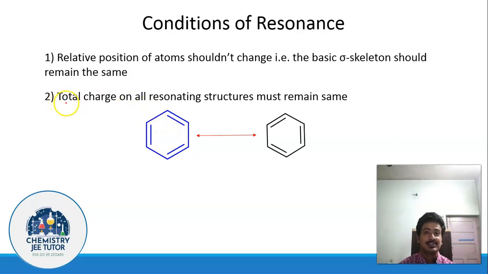The second condition what we have discussed is total charge on all the resonating structures should also remain the same. That is what has happened in benzene, because in both these cases the species are neutral and the total charge in both these cases are zero, as you can see.